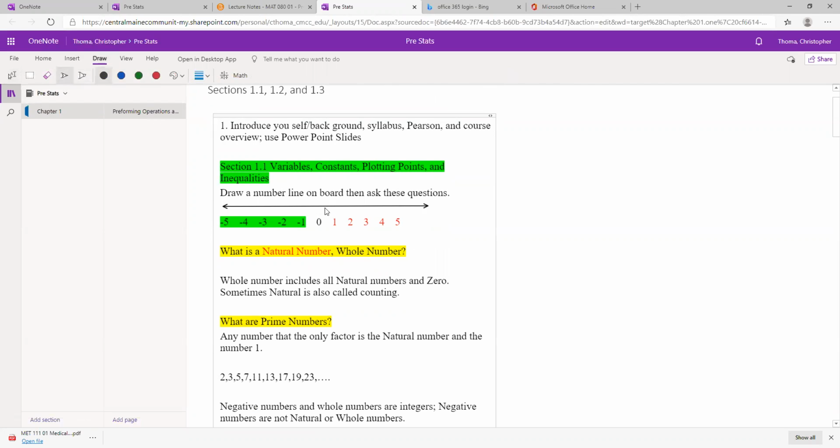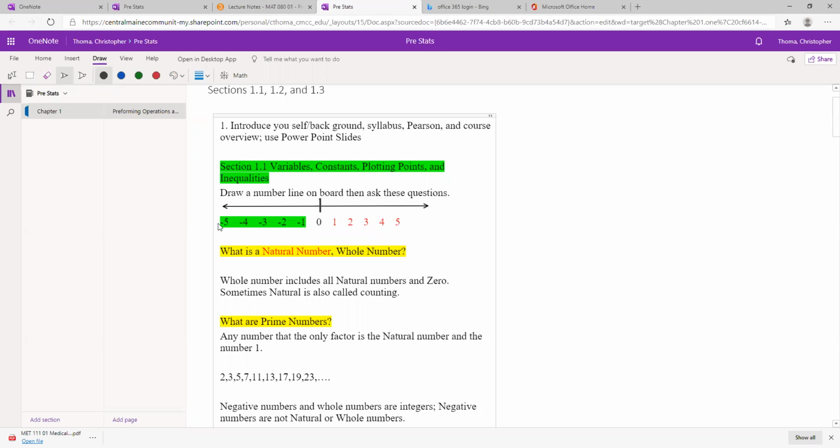So we have our little number line, and I have the numbers already on here, right? Typically on a number line, 0 is right in the middle, and to the right of 0 are our positive numbers: 1, 2, 3, 4, 5. I have them in red. And to the left of 0 are our negative numbers: -1, -2, -3, -4, -5, right? So now we're going to go into some definitions.